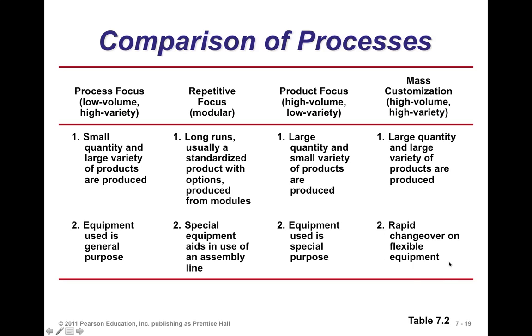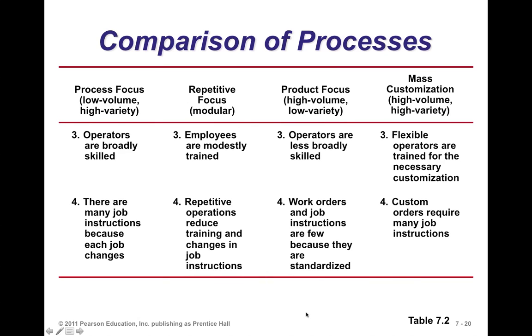But in this case here, you have equipment that allows you to have rapid changeovers, because if you did not have rapid changeovers, it would be very difficult to have flexibility at the same time. The operators are broadly skilled, employees are modestly skilled, and operators are even less skilled. Okay? Flexible operators that are trained just for the need of customization in this case. Job instructions, there are many job instructions here. Repetitive operations tend to reduce the amount of training necessary. And then work orders and instructions are very few because they're highly standardized in the case of a product focus. And custom orders require many job instructions as well. Okay.